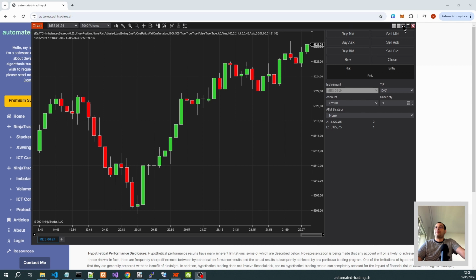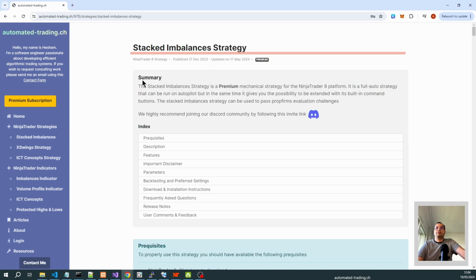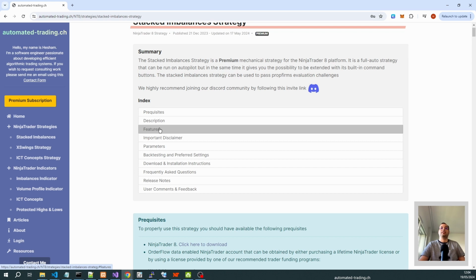So let's begin. To download the imbalances strategy, you should go to automatedtrading.ch and look for the stacked imbalances strategy under the NinjaTrader strategies. And from there, you can see the product page and browse all the sections. I strongly recommend that you read all the sections before using the strategy.